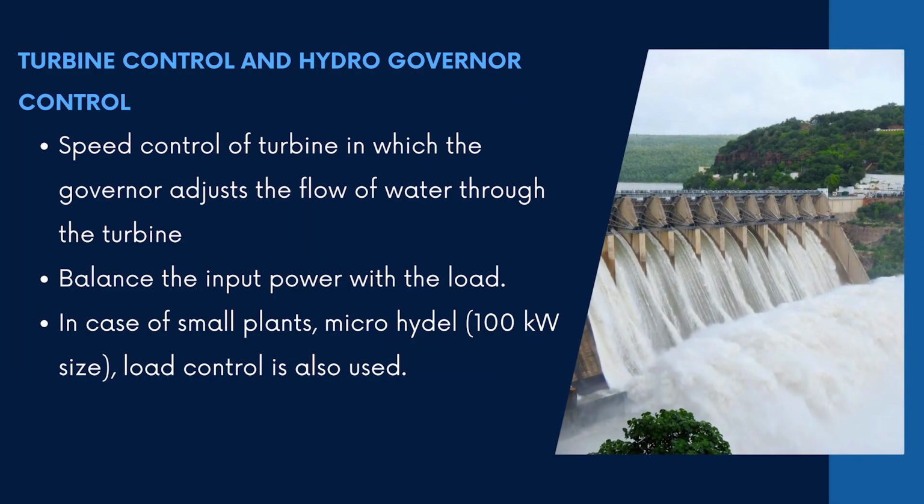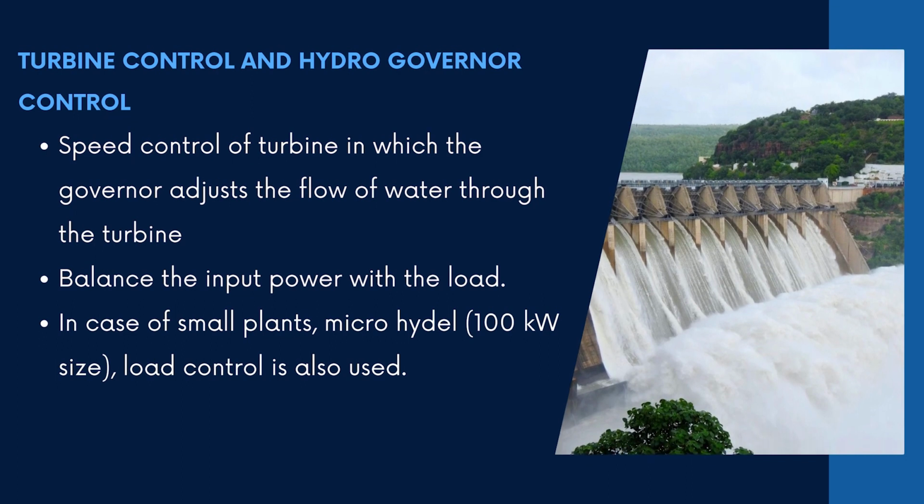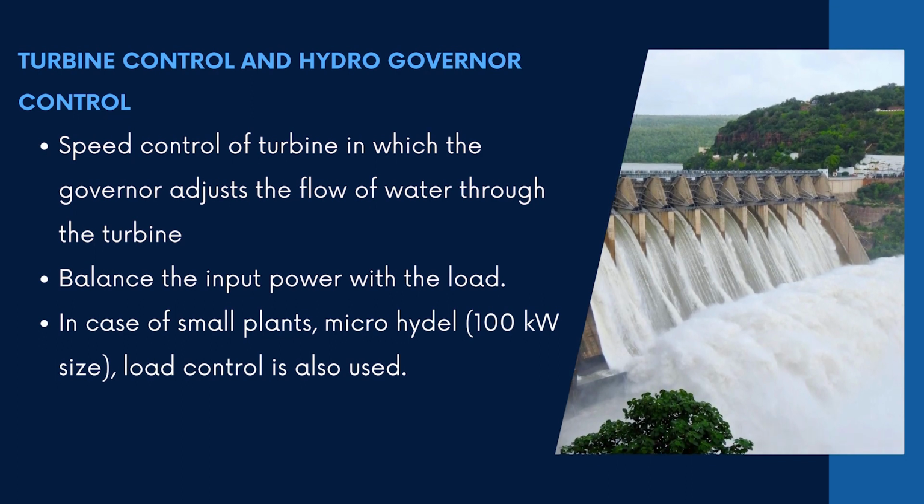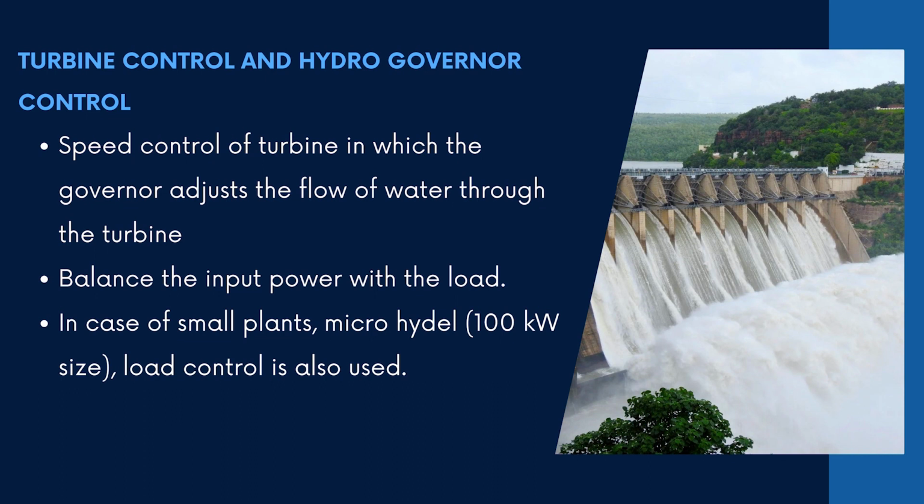Now, let us talk about turbine control, the use of a governor and the mechanism employed to control the flow velocity in the turbine. This is the speed control of the turbine, in which the governor adjusts the flow of water through the turbine to balance the input power with the load.